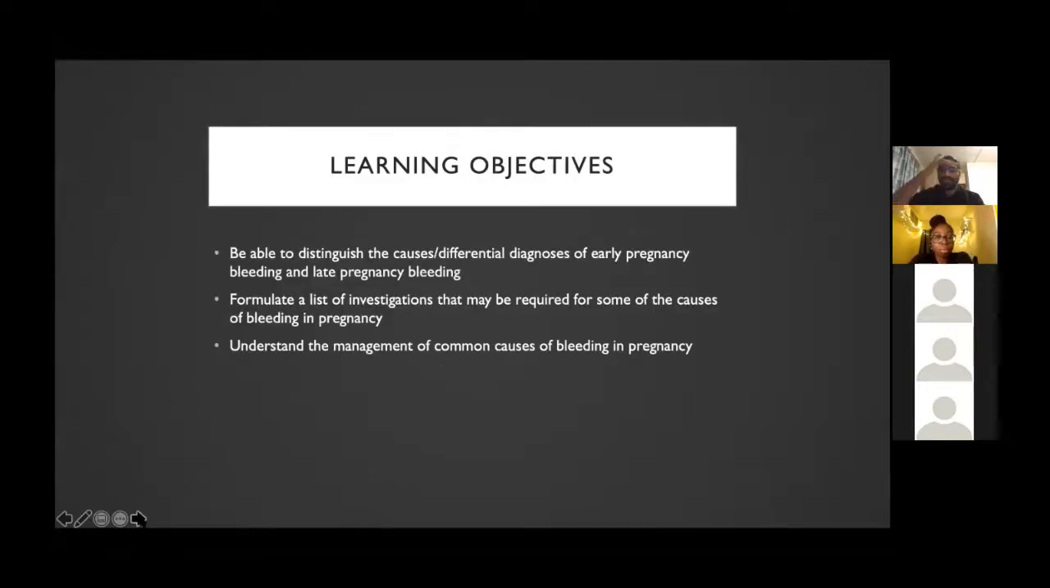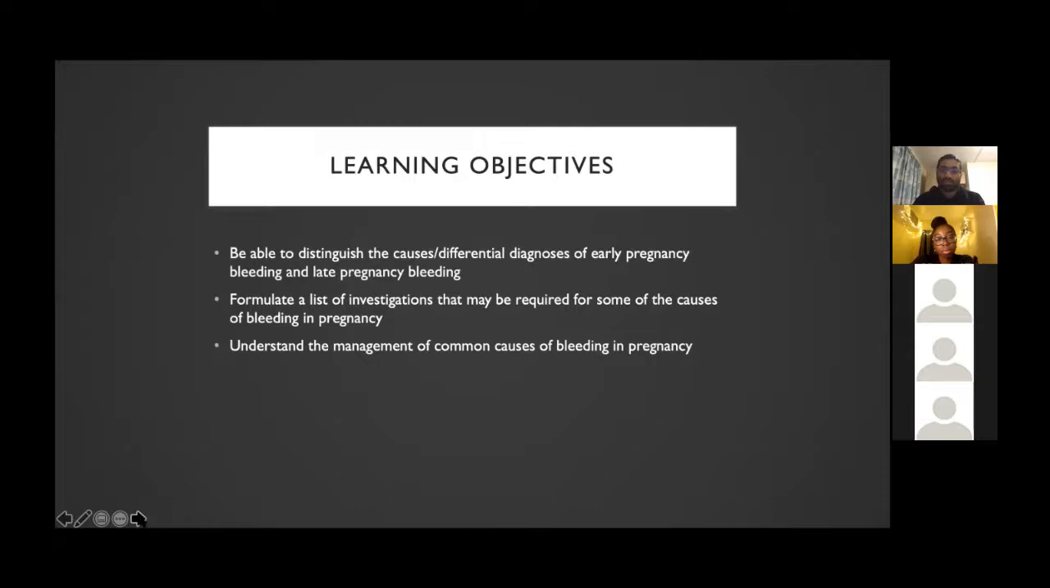In terms of learning objectives, I've got being able to distinguish the causes and differential diagnosis of early pregnancy bleeding and late pregnancy bleeding, being able to formulate a list of investigations that may be required for some of the causes of bleeding in pregnancy, and understanding the management of the common causes of bleeding in pregnancy.